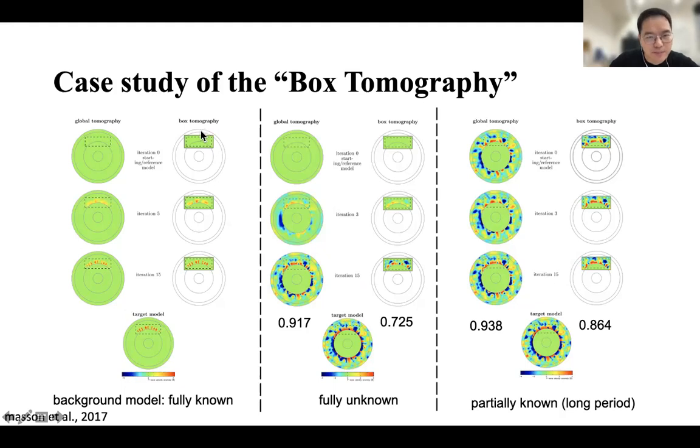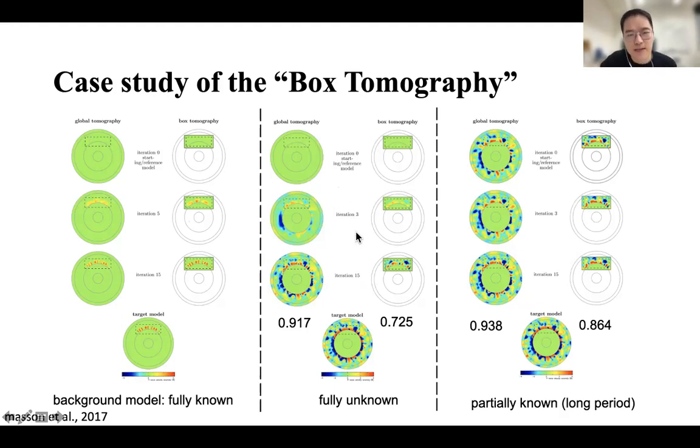And the second, box tomography, means we know the structure outside the box exactly, and we only invert the structure inside. That means when we do the inversion, we only change the values of the parameterization inside the box. And we can see that this result is better than this one. We can see the color is near this one, yeah? But this is not the real case because we never know the background model.